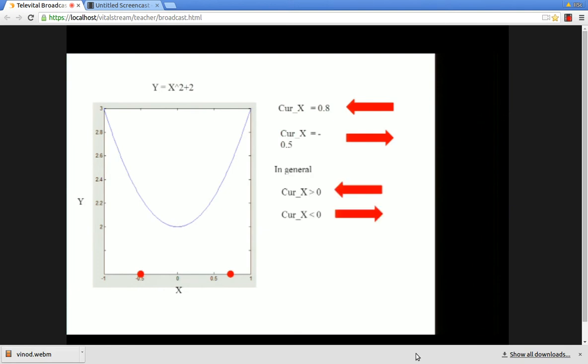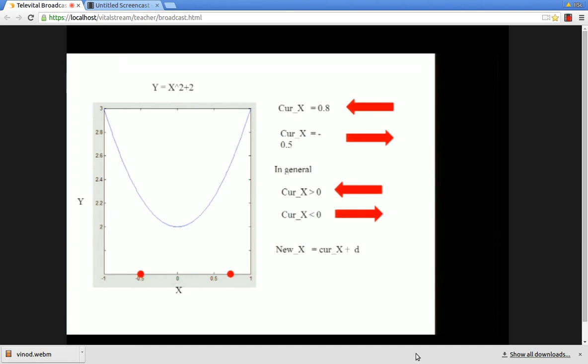So what's the slope? In general, it seems like in this case, you don't even want to know the slope. You can just look at the current value of x. If it is greater than 0, you move to the left. If it's less than 0, you move to the right. It's as simple as that, right? But how is that related to the slope in this case? Surprisingly, it seems to be related to the slope, right?